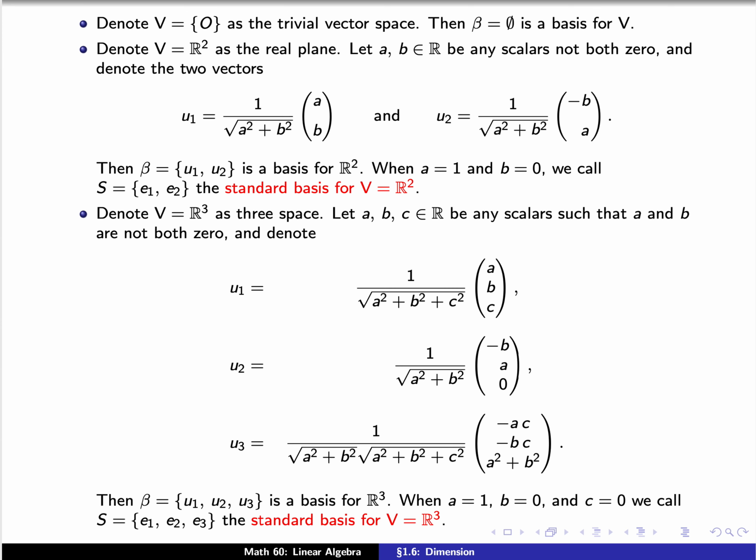They form what we call the standard basis for R2. Similarly, let's consider V to be R3, 3 space. Given any three real numbers A, B, and C such that A and B are not both 0, we'll denote U1, U2, and U3 as vectors that you see here on your screen. The set containing these three, beta, is a basis for R3. When A is 1, B is 0, and C is 0, we call the set containing them, namely E1, E2, and E3, the standard basis for R3.